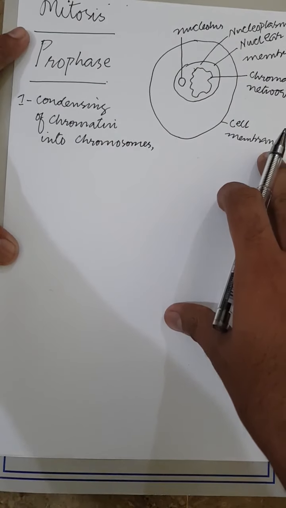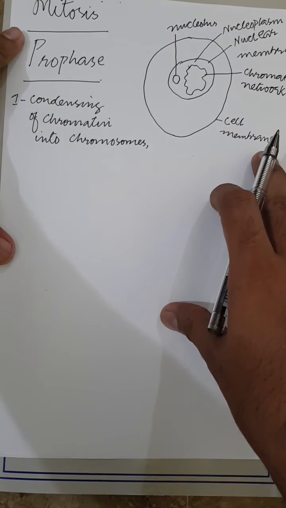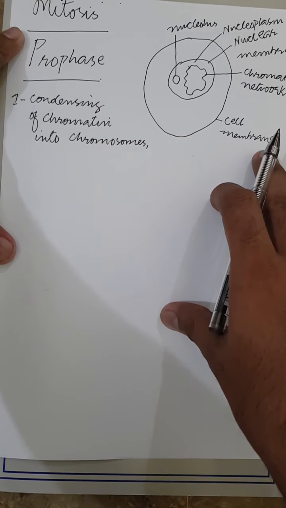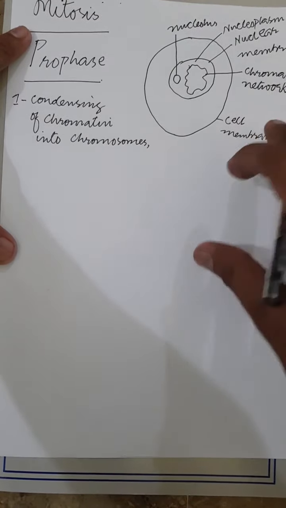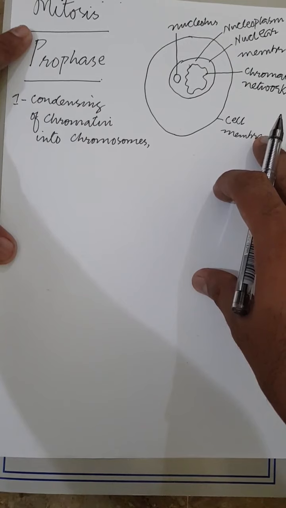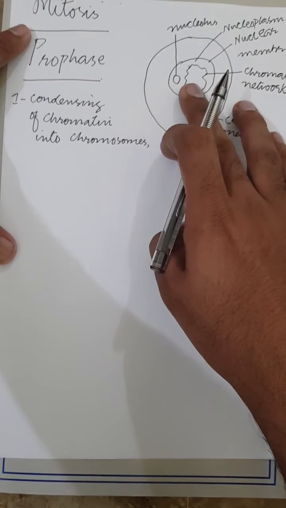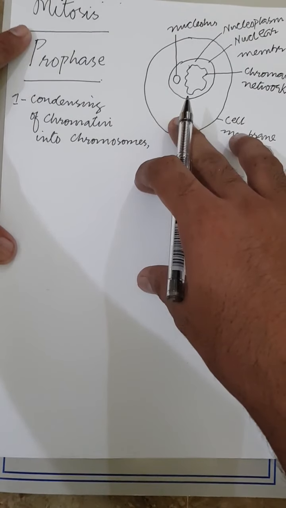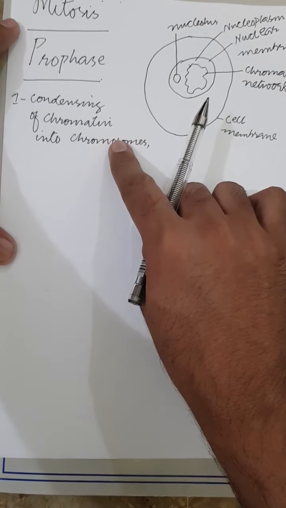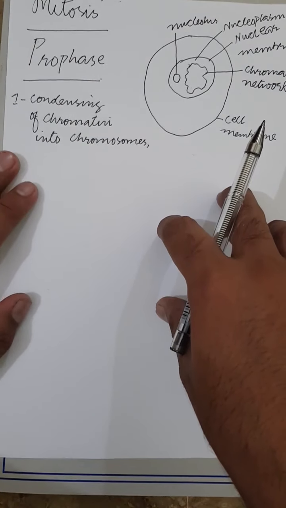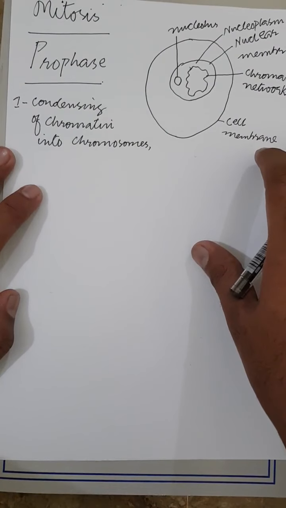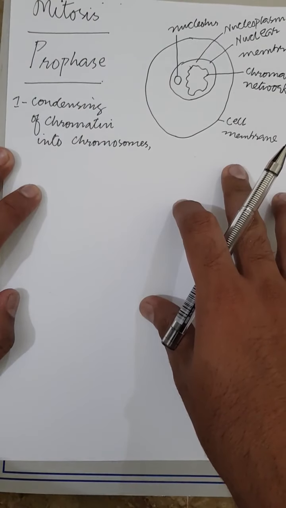As I said earlier, before cell division, or if the cell is not dividing, then you will not be able to see any kind of chromosomes in the cell. But as the cell begins to divide, or is going to replicate itself into two daughter cells, then you will be able to see this chromatin network. This will be converted into the chromosomes. So the very first thing that must be done in the substage called prophase is the condensing of chromatin into chromosome.